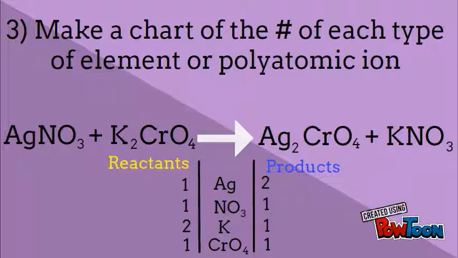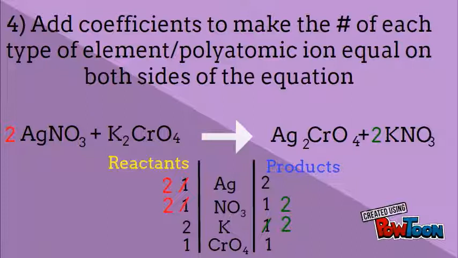As you can see, chromate and nitrate are already balanced and both have 1 atom on both the reactant and product side. However, Ag has 1 atom on the reactant side but 2 on the product side, and potassium has 2 atoms on the reactant side and only 1 on the product side, making this equation unbalanced.